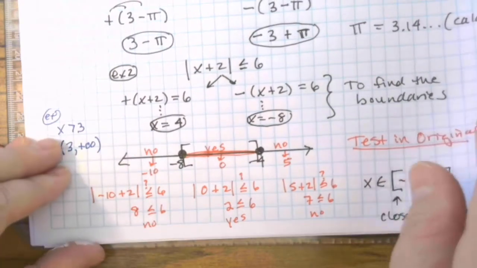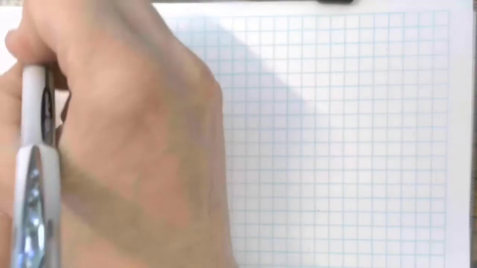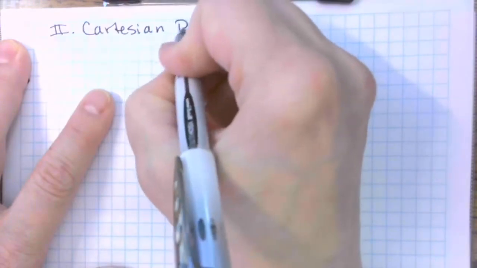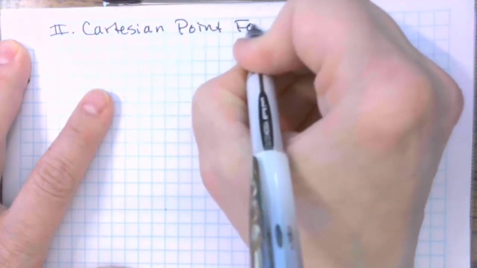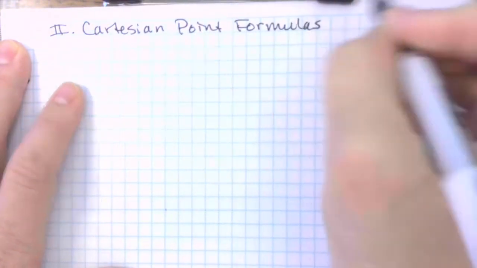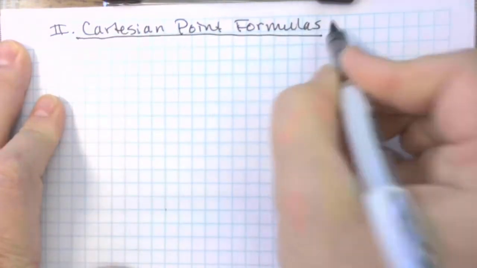Okay, so let's go on. That's our absolute value calculations. We're going to move on to Cartesian point calculations. So Roman numeral 2, Cartesian point formulas. Hopefully these are all review for you.